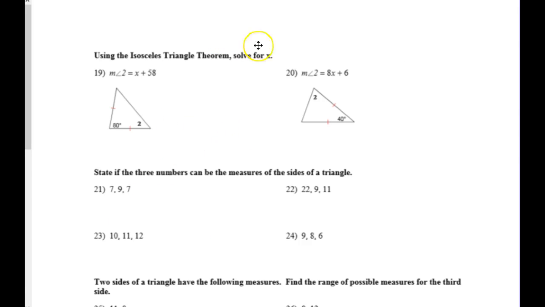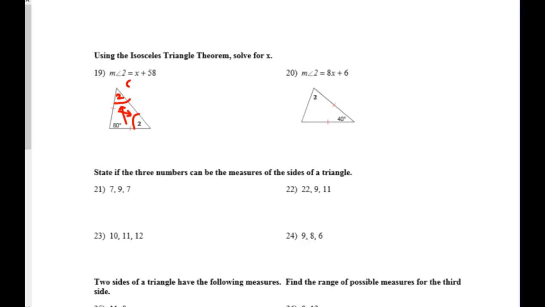All right, so 19 and 20. We have to remember what the isosceles triangle theorem is. If we have two congruent sides, then these two angles across from the congruent sides have to be the same. They have to be congruent. So this angle means this angle is going to be the exact same. So both of those angles are going to be equal to x plus 58.